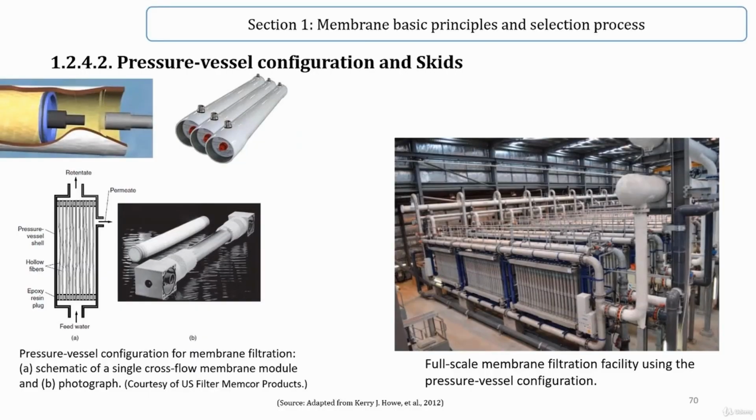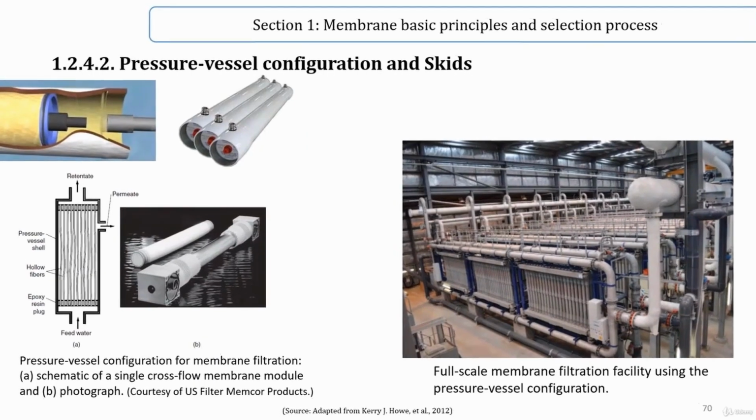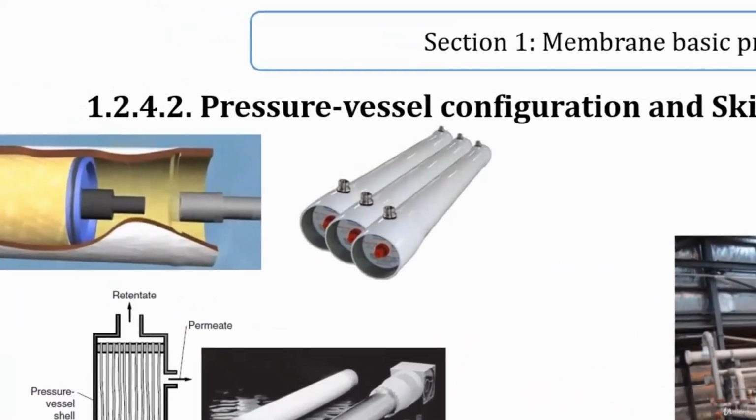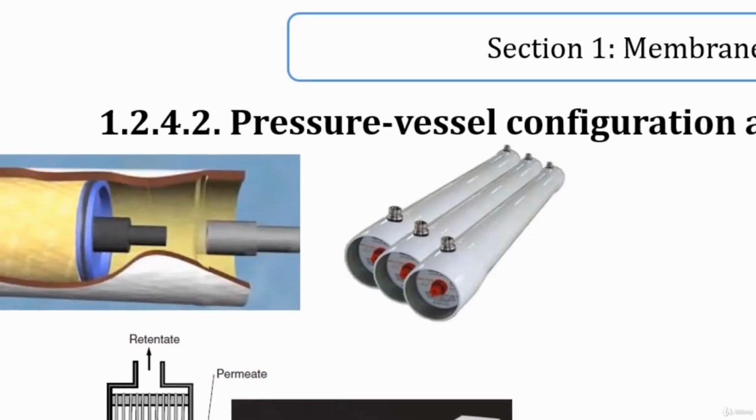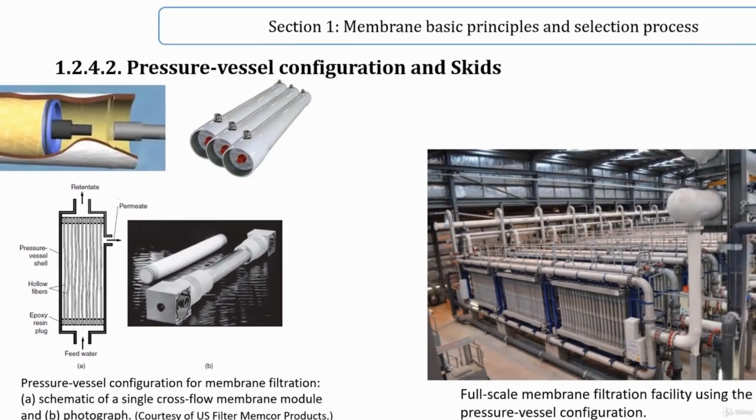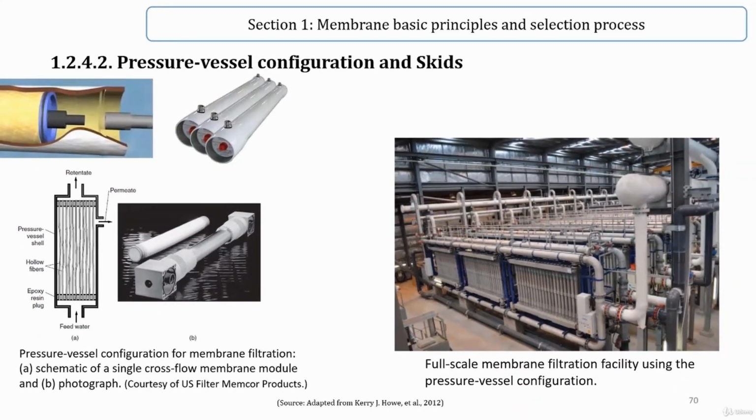Pressure vessel configuration and skids. Pressure vessel modules are generally 100 to 300 millimeters in diameter, 0.9 to 5.5 meters long, and arranged in skids, also known as racks, banks, or units in some design manuals and regulations. Typical pressure vessel membrane elements are shown in the left figure.